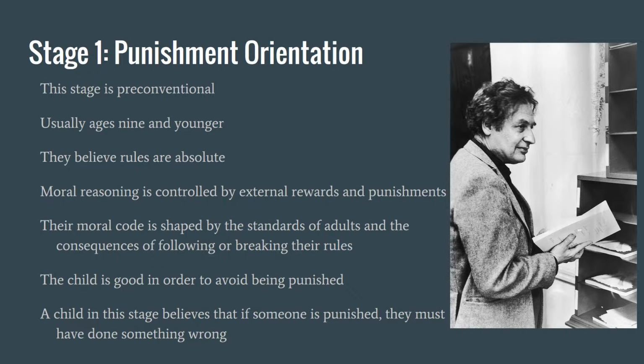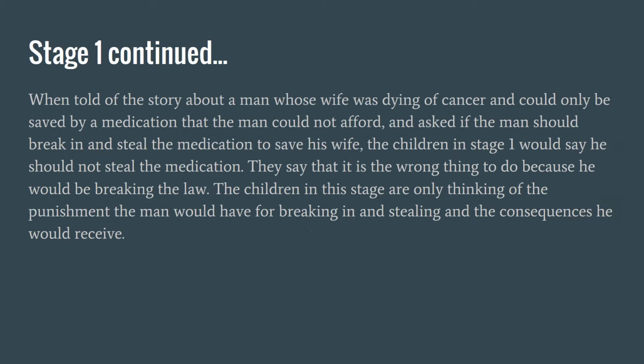Stage 1, punishment orientation. The stage is pre-conventional, usually ages 9 and younger. They believe rules are absolute. Moral reasoning is controlled by external rewards and punishments. Their moral code is shaped by the standards of adults and the consequences of following or breaking the rules. The child is good in order to avoid being punished. A child in this stage believes that if someone is punished, they must have done something wrong.